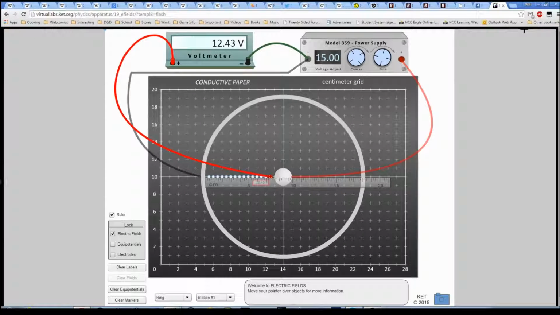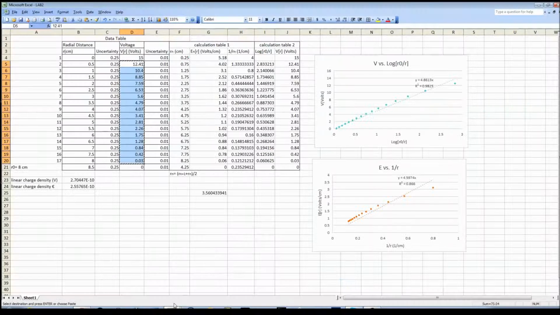For our voltage here, we would need to get that off of here, but in the interest of saving everybody time, I'm just going to copy it off of our already existing data from the completed lab. Our uncertainty for the radial distance is 0.25, and for our voltage it is 0.01. That is true of all points.